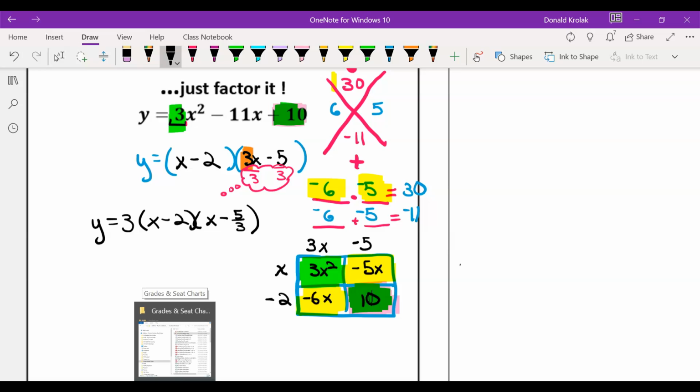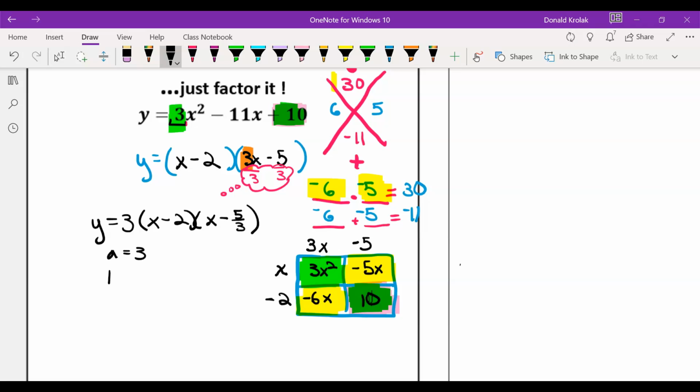Now it's in intercept form. These would be the x-intercepts of your parabola. So A is 3, P is 2, Q is 5. All right. Questions?